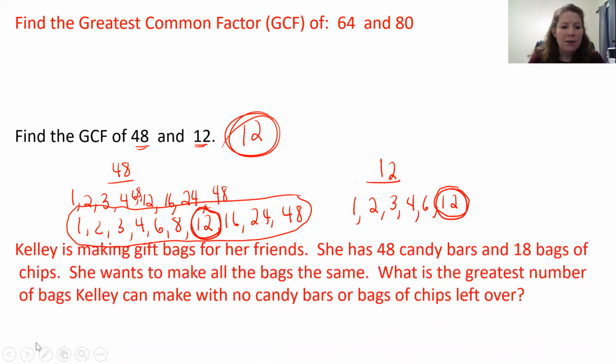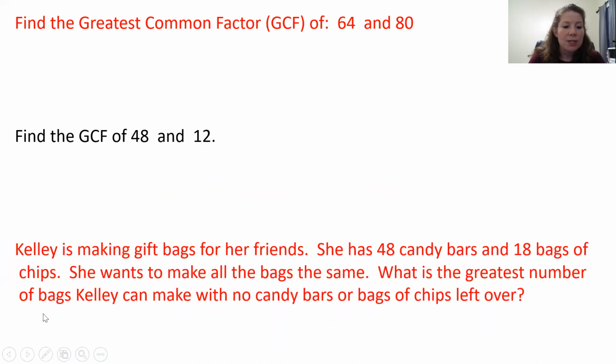All right, let's read this word problem. It says, Kelly's making gift bags for her friends. She has 48 candy bars and 18 bags of chips. Can you imagine 48 candy bars over here, 18 bags of chips over here. She wants to make all the bags the same, with the same amount of candy bars and chips in every bag. What is the greatest number of bags Kelly can make with no candy bars or bags of chips left over?